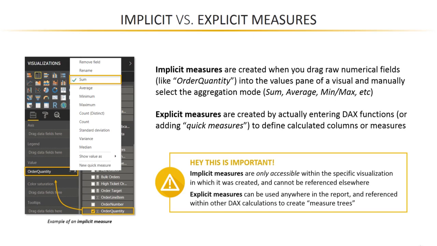But what's great about explicit measures is that they can be used anywhere in the report once you create them, and referenced within other DAX calculations to create more complex formulas, or something that we call measure trees. So for instance, if we wanted to take the sum of order quantity and then nest that within another function, like total orders minus total returns, to come up with net orders or something similar, we would have to create an explicit measure in order to access those component values. So let's jump into Power BI and I'll show you what I mean.